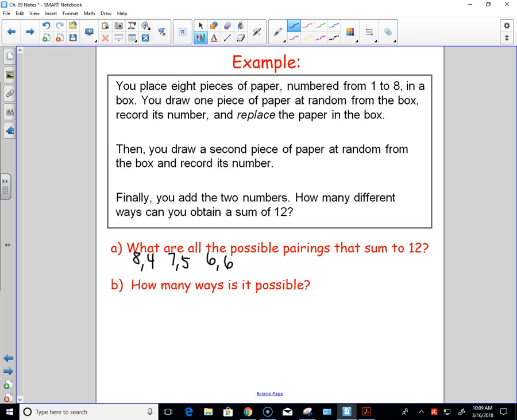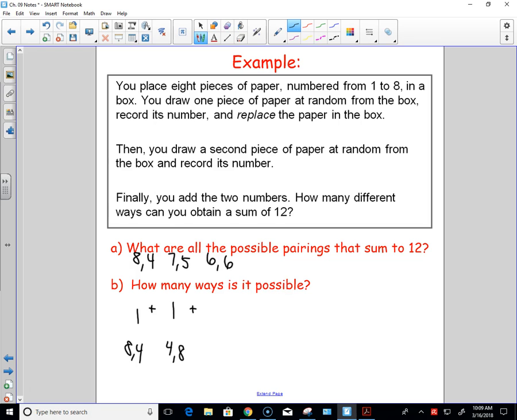Now, those are the possible pairings. How many ways is it possible? 5. Okay. You pick out an 8. You pick out a 4. That's one way, right? You pick out an 8, then you pick out a 4. What's another way? You pick out a 4, then you pick out an 8. That's another way. Isn't that the same way?